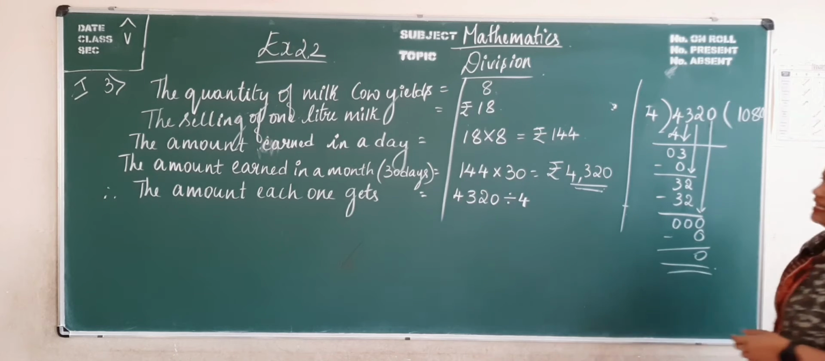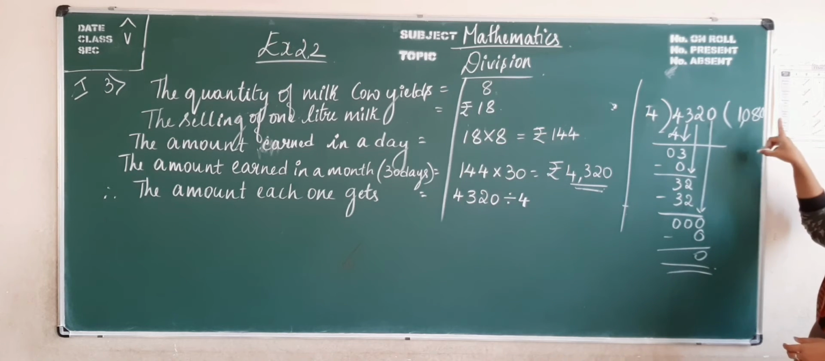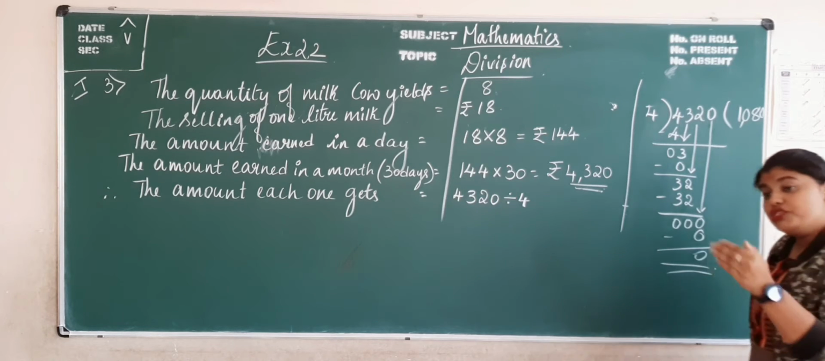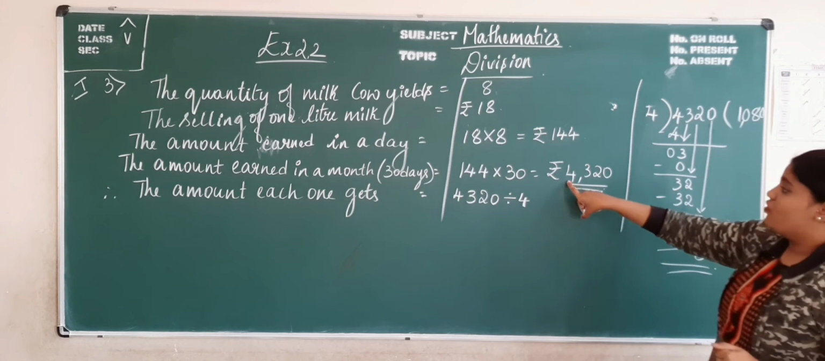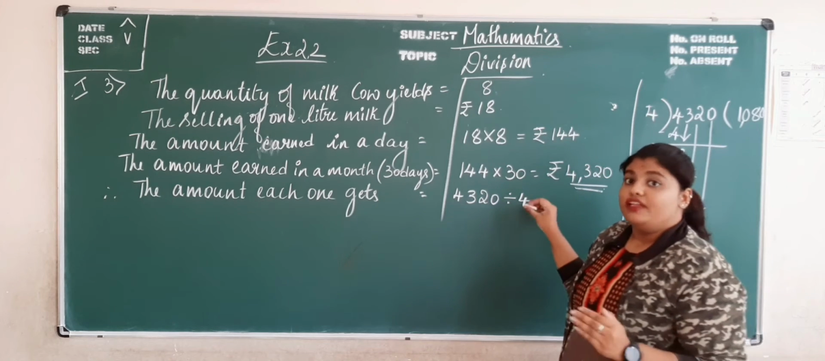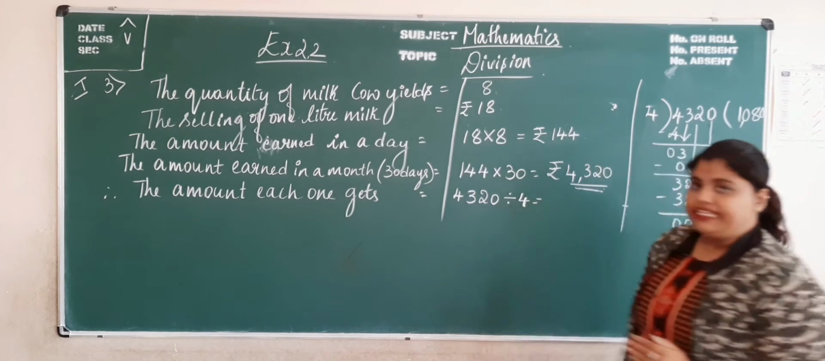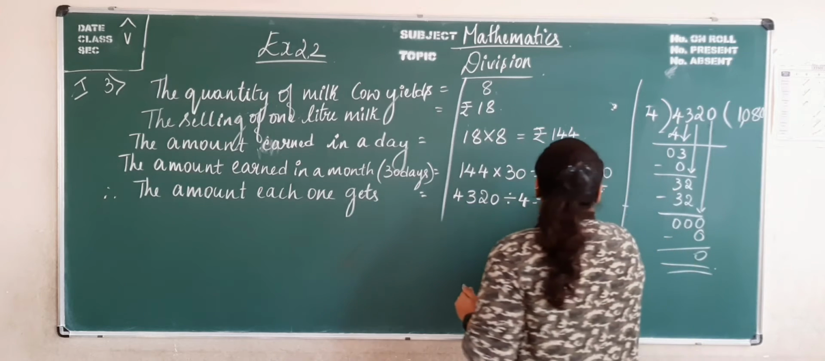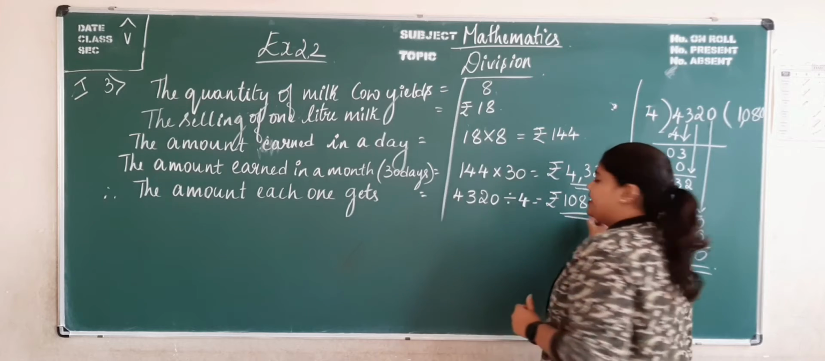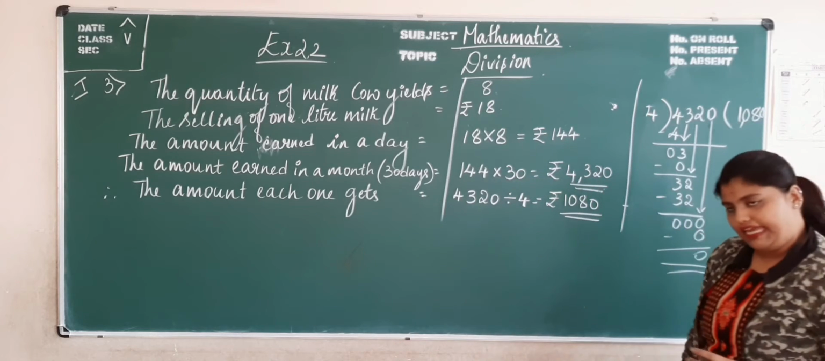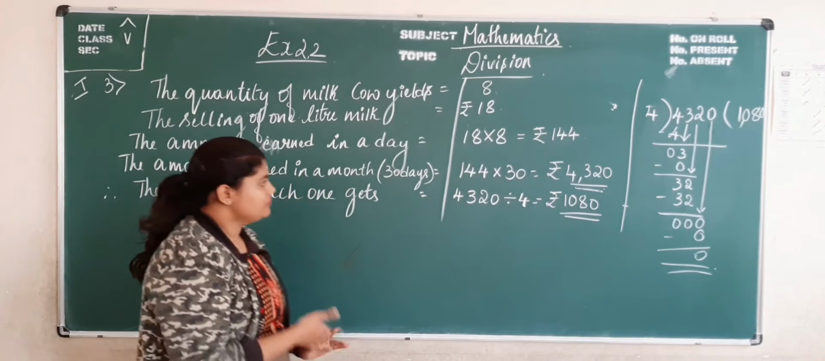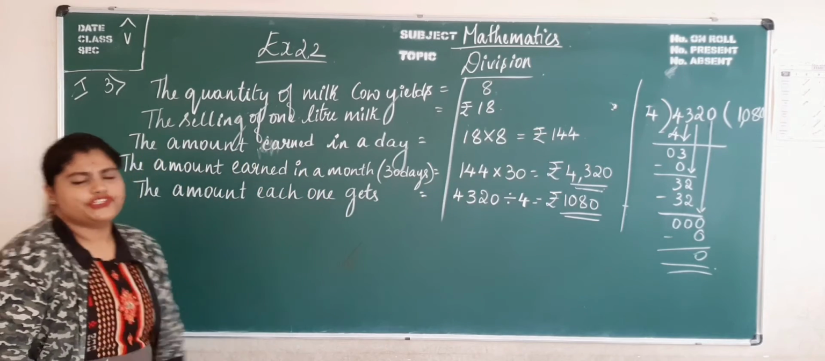So what is the final answer? 1,080. What is this 1,080? The amount each one will get. When this 4,320 is distributed among 4 sons, each son will get rupees 1,080. So each one is getting 1,080. Is this clear? Yes. So this was about your division chapter.